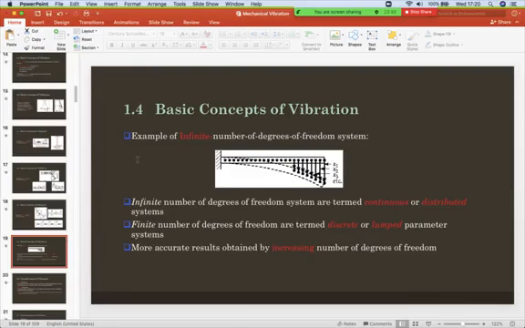So an example of an infinite number of degrees of freedom. Let's say like this, we have x1, x2, x3. Since this is infinite, it is continuous. Infinite numbers of degrees of freedom are termed continuous. This one, we can have x1, 2, 3, 4, 5, 6, 7, and 8, or distributed. Finite numbers of degrees of freedom are termed discrete or lumped parameter. So more accuracy is obtained by increasing the number of degrees of freedom. The more you get, the more results, and the more accurate it becomes.